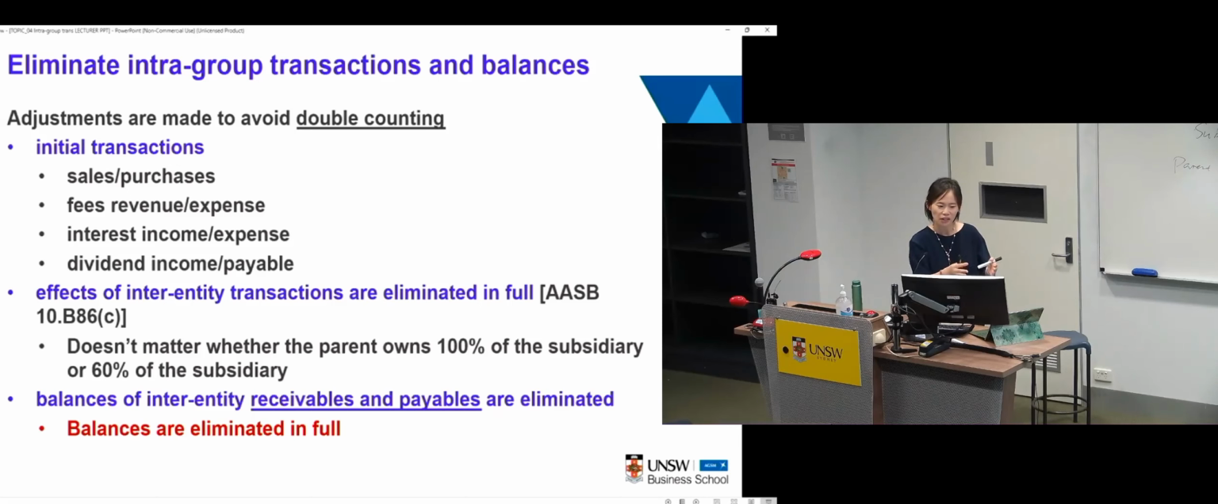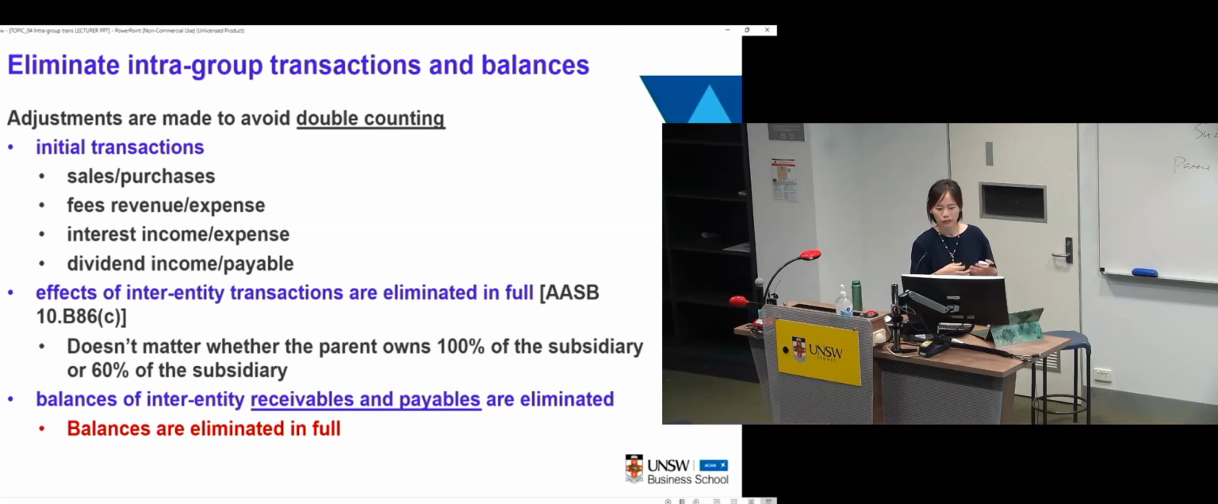Because for the same inventory, the parent first recognizes sales revenue when it sells to the subsidiary, and then the subsidiary records sales revenue again when it sells this inventory to a party outside the group. For the same inventory, you record sales revenue 2 times. That is double counting, right? Similarly with cost of goods sold. When the parent sells the inventory, the subsidiary records cost of sale. When the subsidiary sells this to an outside party, it again recognizes the cost of sale. So there's double counting here.